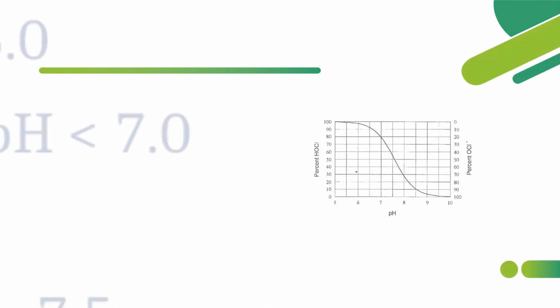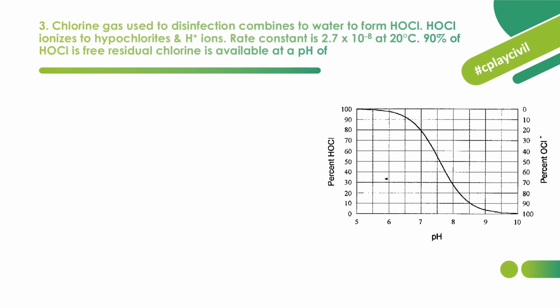So this is the last bonus question. Chlorine gas used to do disinfection combines with water to form HOCl. This we have already seen in the previous part. HOCl ionizes to hypochlorite and H plus ion. This equation we have also already seen. And the rate constant is given as 2.7 into 10 power minus 8 at 20 degrees Celsius.